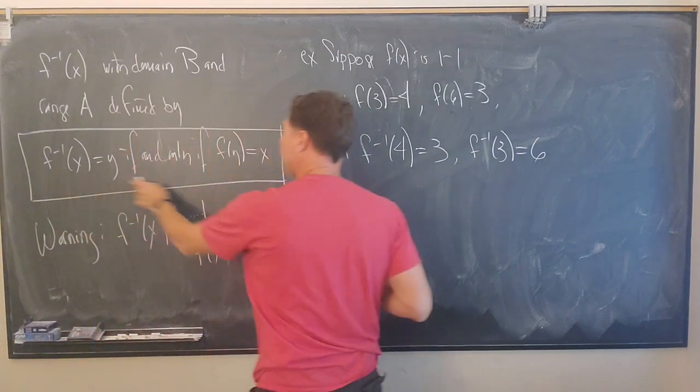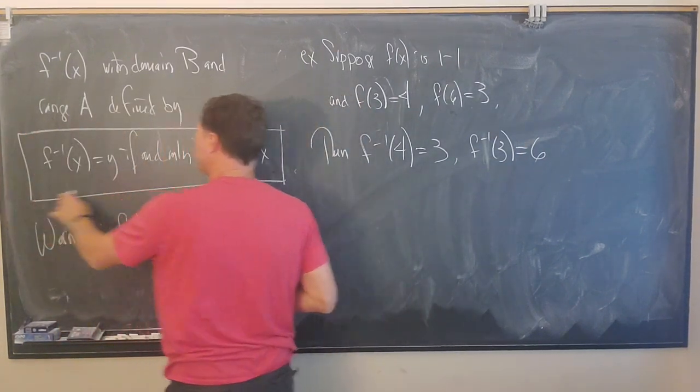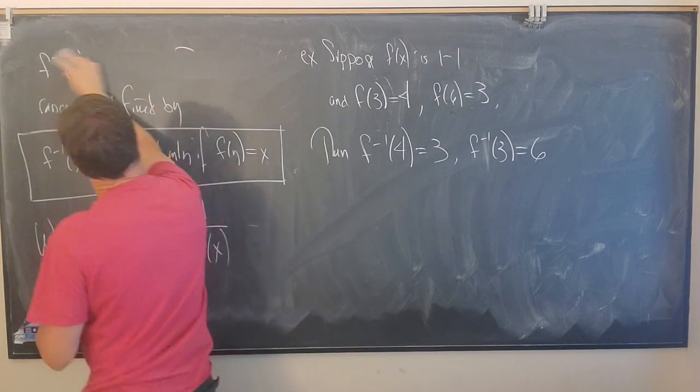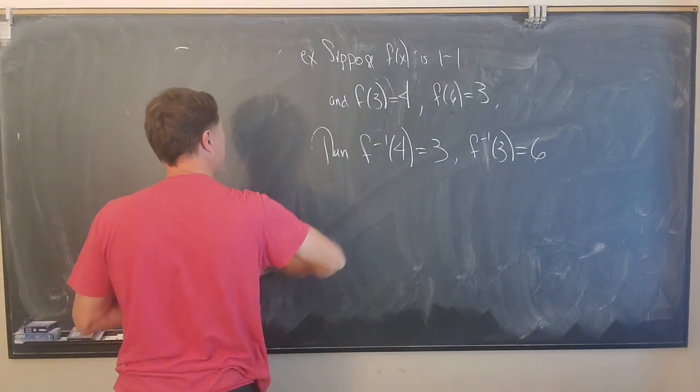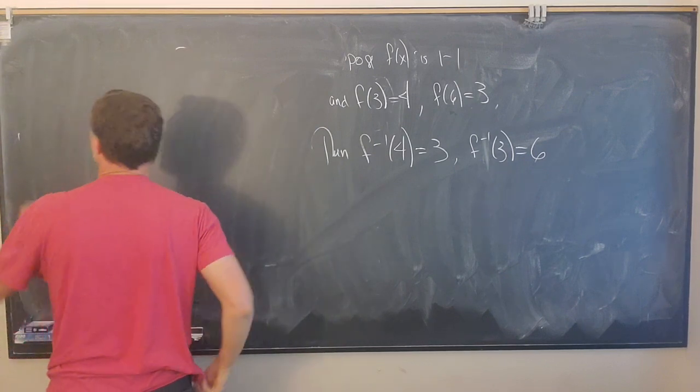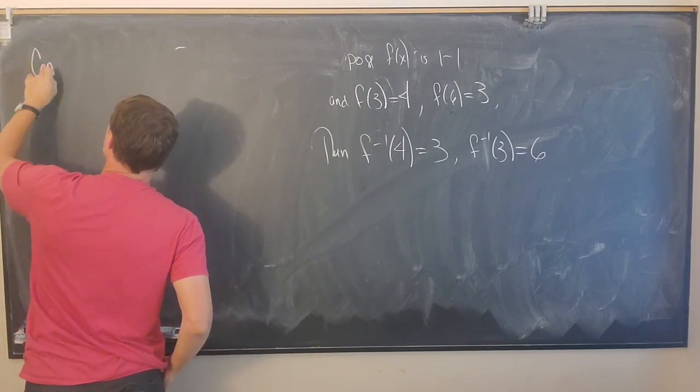Now, here's our defining formula, our defining rule for the inverse function. But there's some equations that really capture the idea that the function and the inverse cancel each other out. So these are called the cancellation equations.